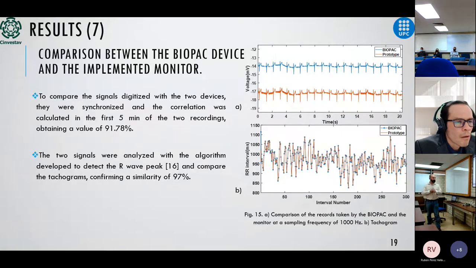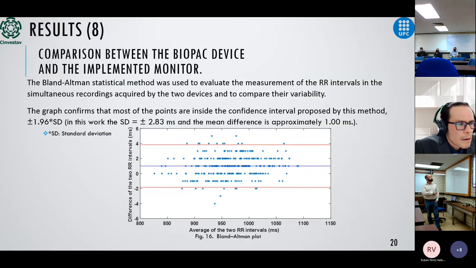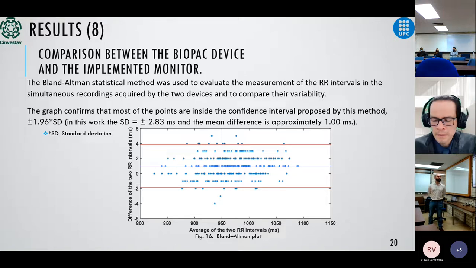Now, to compare the digitized signals, we take the first 5 minutes of the two recordings and synchronize them. With that, we did a correlation in time, with a value of 92%. The two signals are analyzed with an algorithm to detect the R peaks and compare the tachogram, confirming a similarity of 97%. Finally, the Bland-Altman statistical method was used to evaluate the measurement of the RR interval in the simultaneous recording by the two devices and compare their variability. The graph confirmed that most of the points are inside the confidence interval proposed by this method.